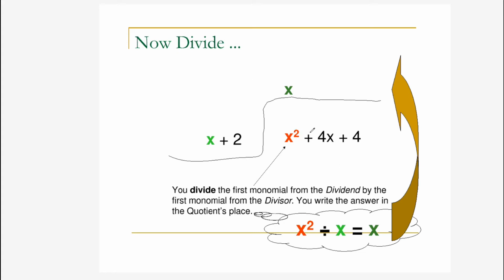Now, x squared plus 4x plus 4 divided by x plus 2. Now consider the red font. You divide the first monomial. Why is it called a monomial? Single term. So divide the first monomial from the dividend by the first monomial from the divisor, which is x in this case. You write the answer in the quotient's place. What is the first monomial in the dividend? x squared, divided by the first monomial in the divisor, x. x squared divided by x is simply x. Write it on top. Step 1.